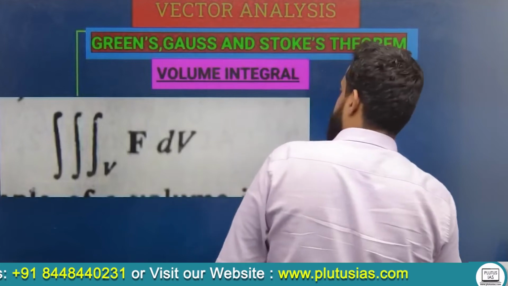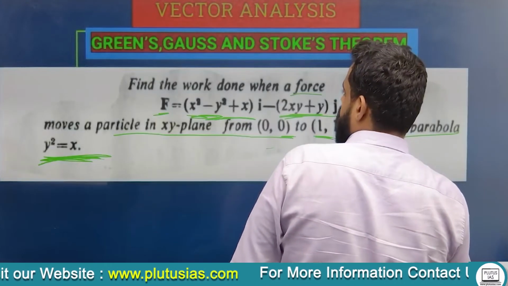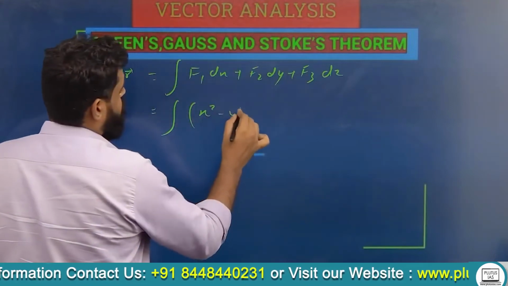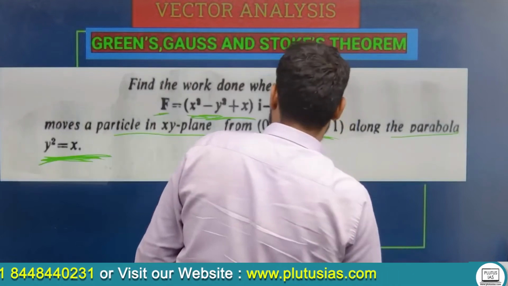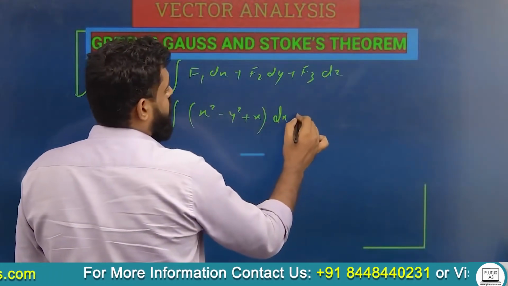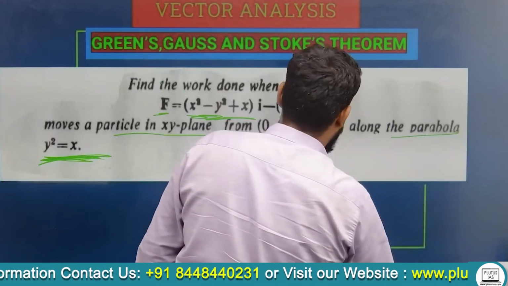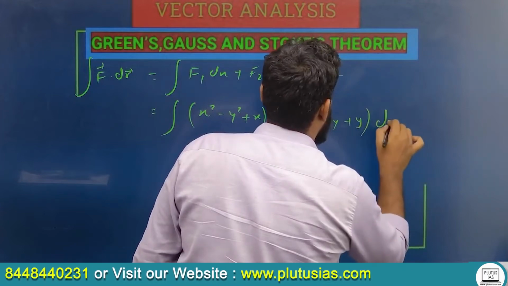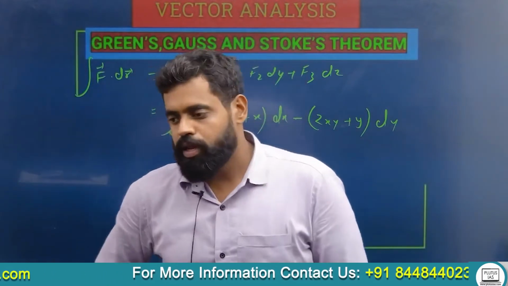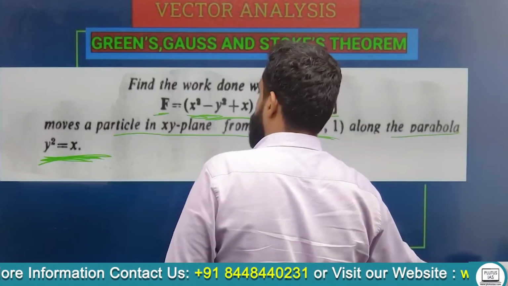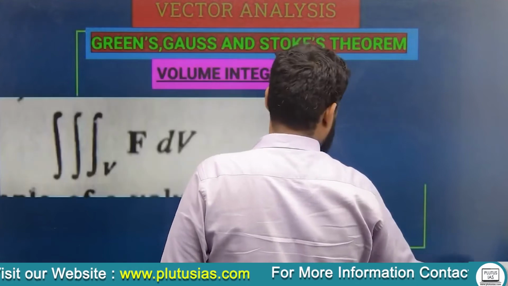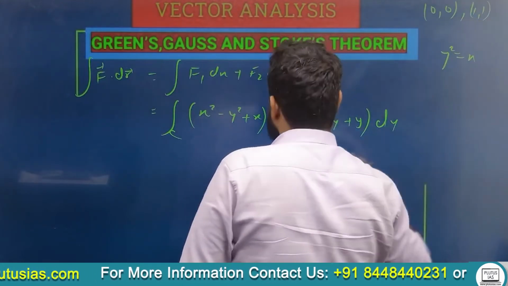In this case, what is the question here? We see that x square minus y square plus x, that is x square minus y square plus x, dx, and then minus 2xy plus y, dy. And the integration is over the curve C, where C is a parabola, y square equal to x, and the points are from 0, 0 to 1, 1.